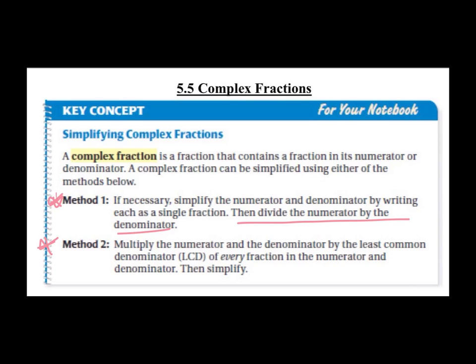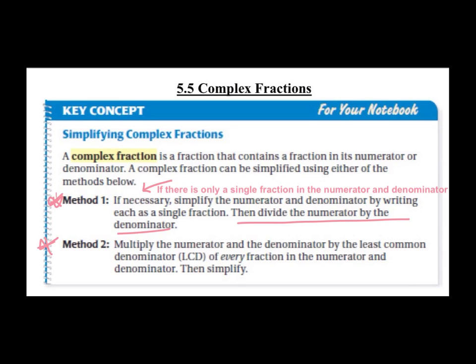But the second method says multiply the numerator and the denominator by the least common denominator of every fraction in the problem, or in the numerator and the denominator. Then simplify. So the first method, there has to be a fraction on the top and bottom. Second method, you can always use, just find the lowest common denominator of every fraction in your problem. So let's actually go ahead and try to simplify them.